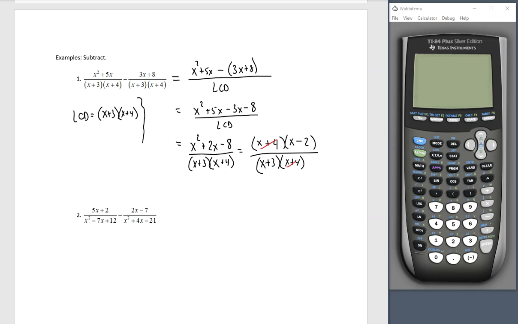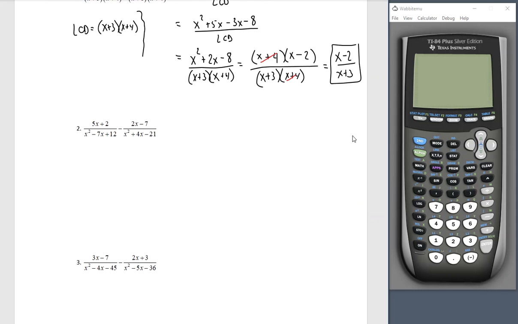Had I not factored, I would have had an incomplete answer like 3/6. We all know that's the same as 1/2. And we have x minus 2 over x plus 3. All right. It looks like we need to factor our denominators completely.